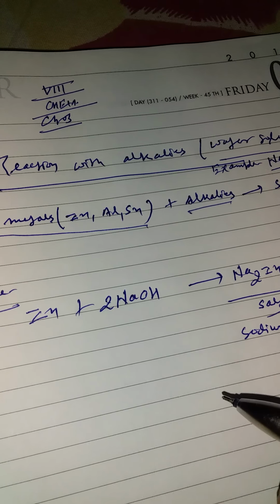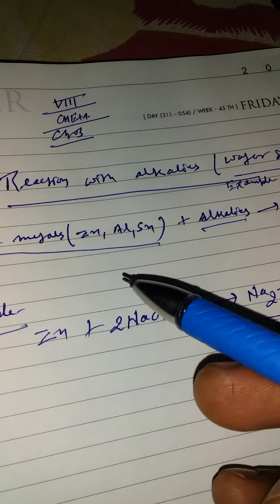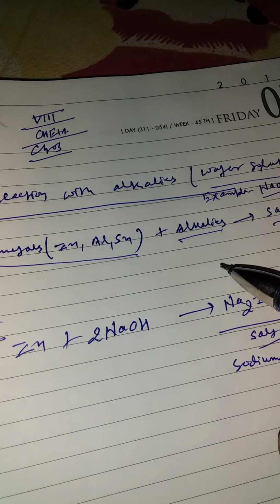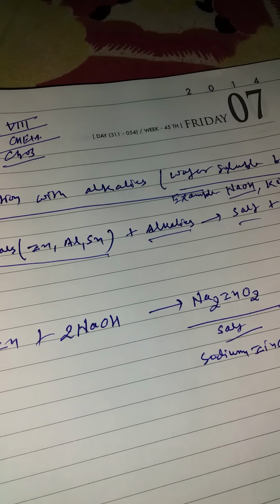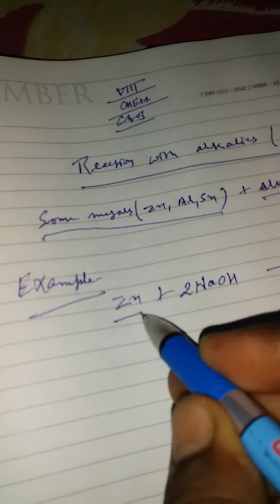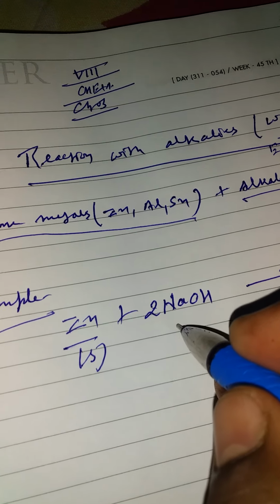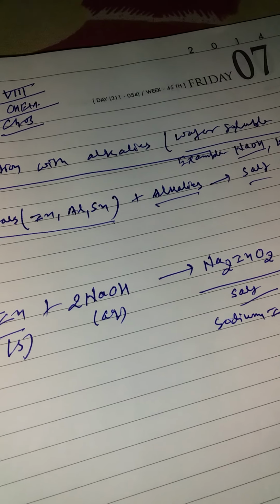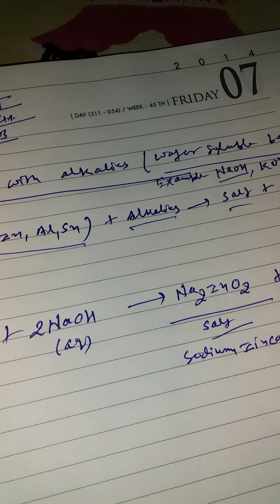So once again, repeat it. Reaction with alkalis. Some metals only react with alkali to form salt and hydrogen gas. As for example, this zinc in the form of solid reacts with sodium hydroxide in the form of aqueous to form salt, sodium zincate, and evolution of hydrogen gas.